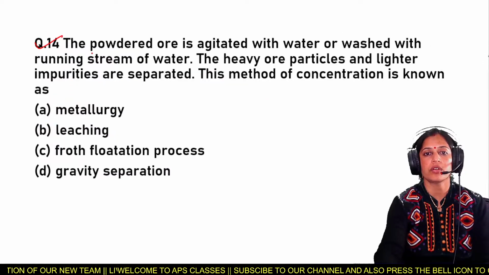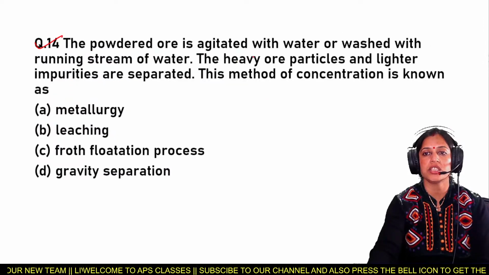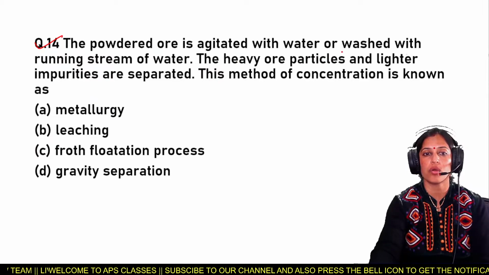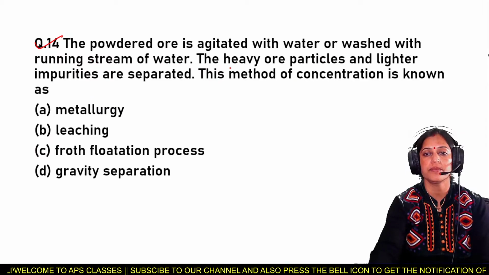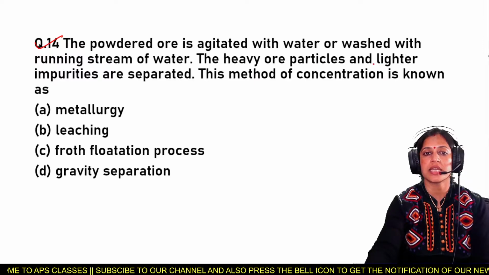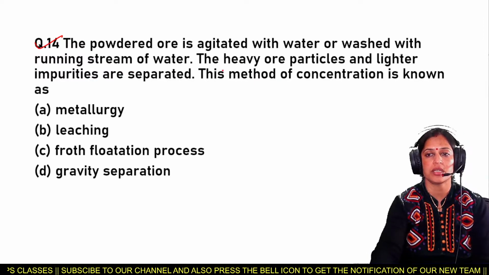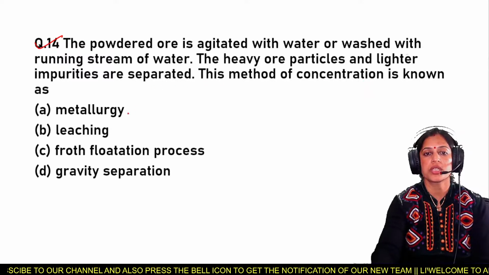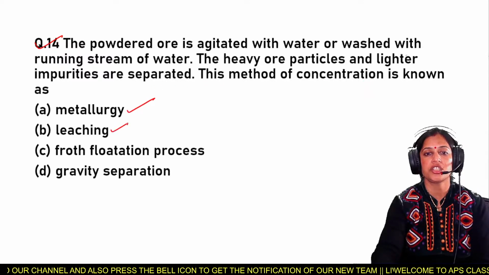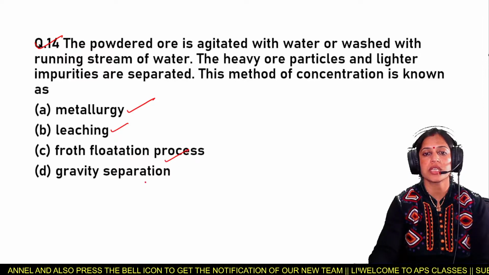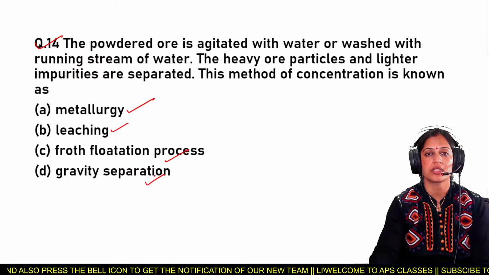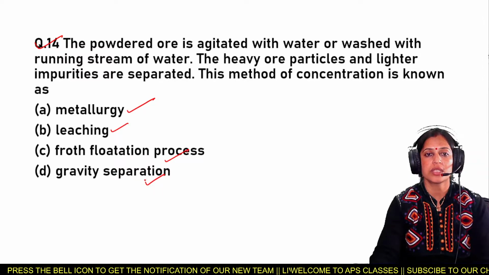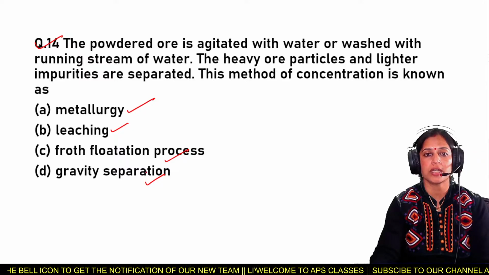Next is question number 14. The powdered ore is agitated with water or washed with a running stream of water. The heavy ore particles and lighter impurities are separated. This method of concentration is known as, options are metallurgy, leaching, froth flotation process, as well as gravity separation. So, which is the right answer for question number 14?